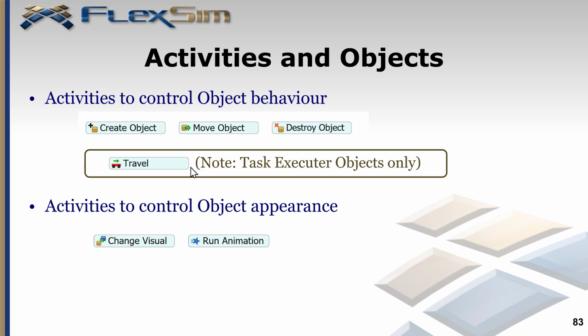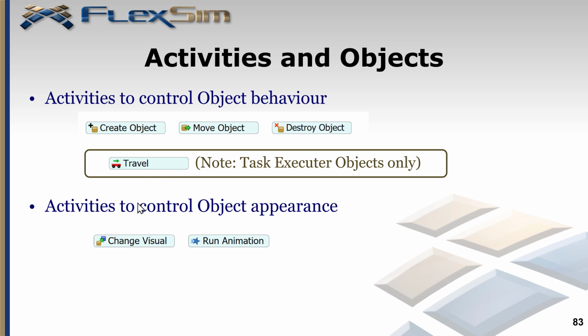This one here can only be used with task executor class objects in the 3D space, like operators that walk, AGVs that travel. Any kind of mobile object is typically called a task executor class object. You can use these kinds of activities like travel. There's one to move it into something, load something, unload something. There's a lot of different task executor specific activities. We'll take a look at those in the future. You won't need that one for this phase 5 of the model.